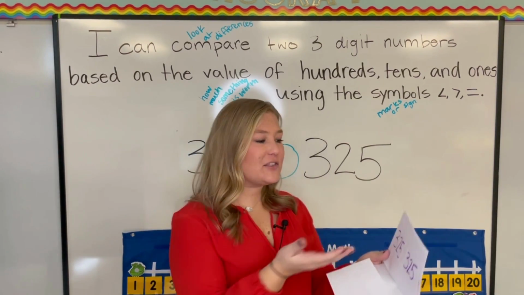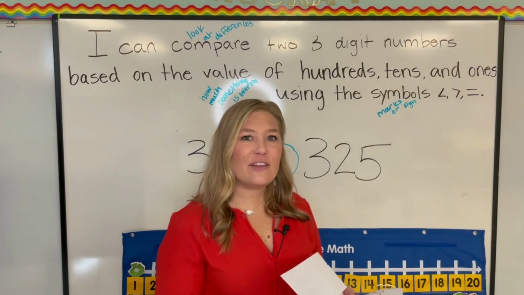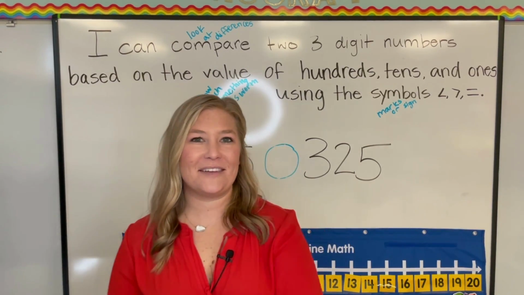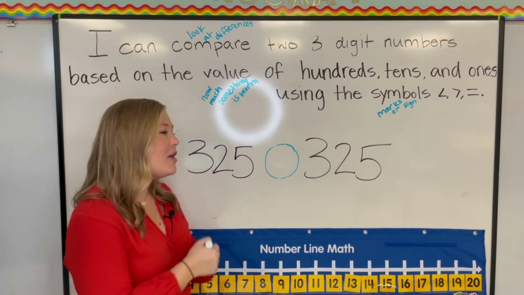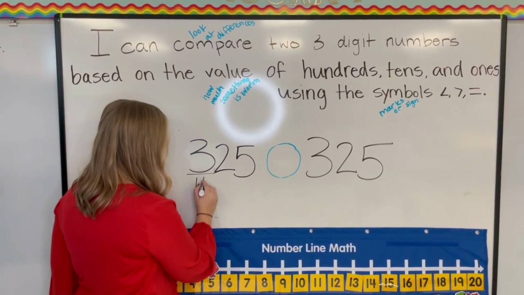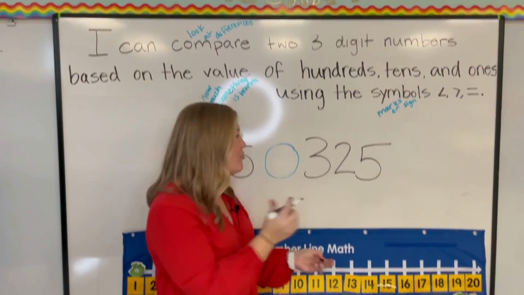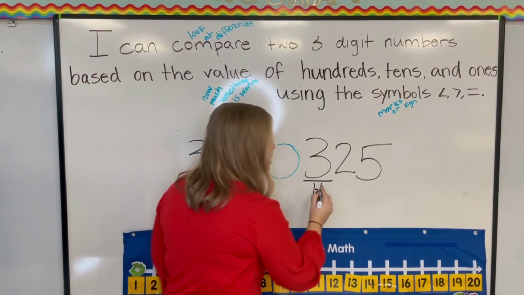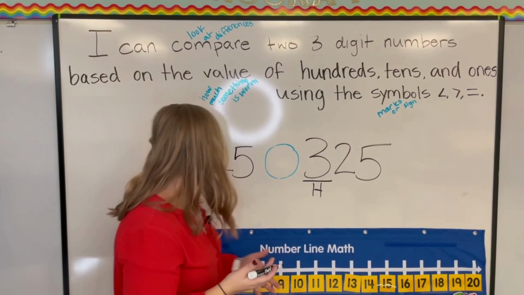The last one is 325 and 325. Let's look at the place values of both of these numbers. I first look at number 325. I hear 300, so I know that a 3 is in my hundreds place. I want to go look at my other number. I hear 300. So they have the same number in the hundreds place. So that means we need to look at our tens place next.